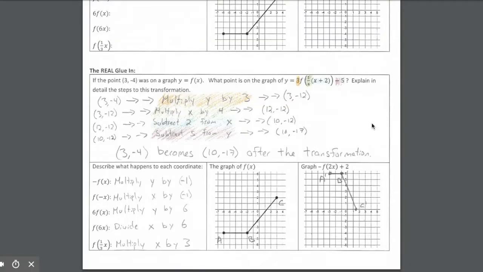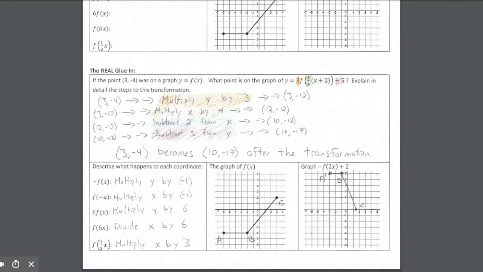All right, for the very last bit of this transformations piece, we've got the real glue in. So here's an example problem. We've got a point 3, -4 that's on a graph, and we're trying to figure out what point is on the graph of this. This is a transformation of the original function f of x. We don't know what f of x is, and we don't need to try to figure it out. We just need to figure out what other point would be on this graph, knowing that 3, -4 is on the original. So what happens is all of these little pieces that I highlighted here do something to the coordinate.